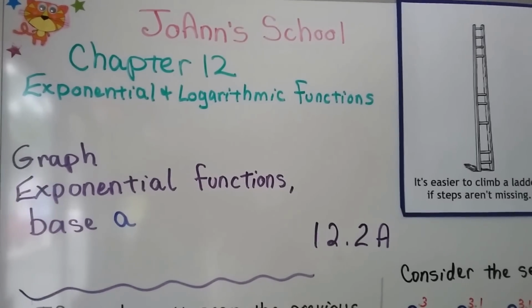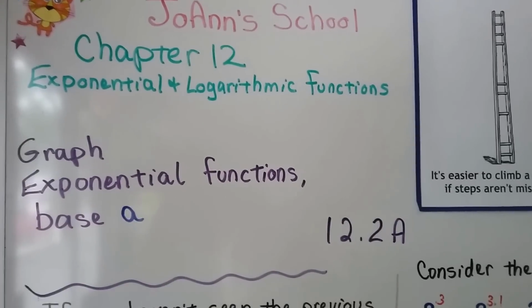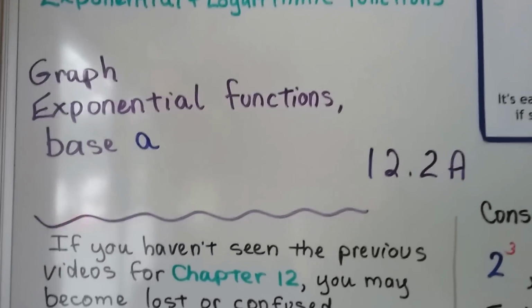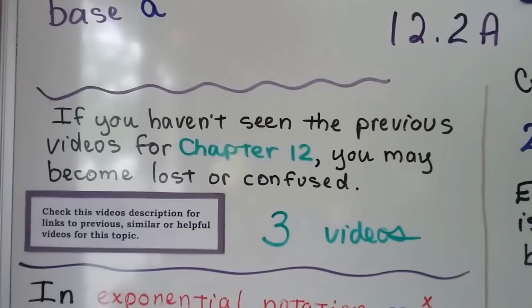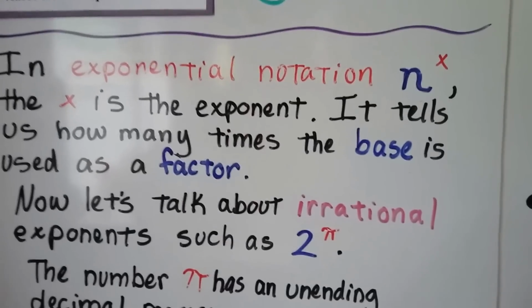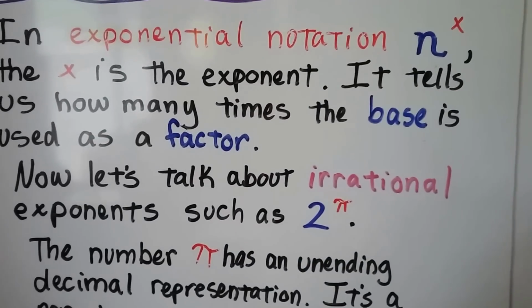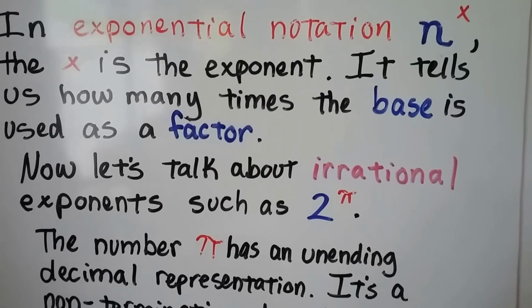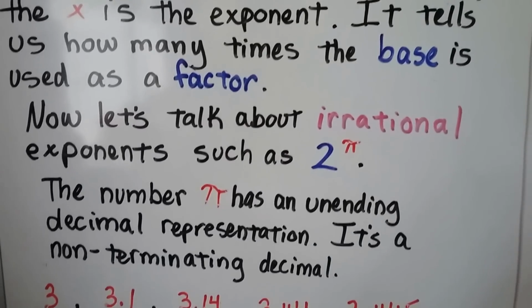We're going to graph exponential functions with the base a. This is 12.2a. We've got 3 previous videos for chapter 12 that are linked in this description if you need them. In exponential notation, n to the x, x is the exponent, and it tells us how many times the base is used as a factor.